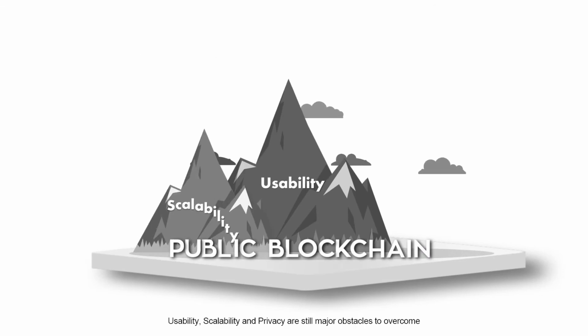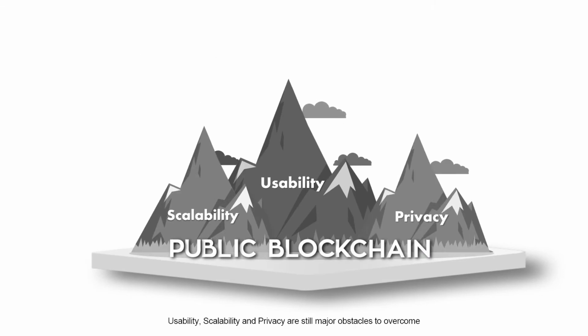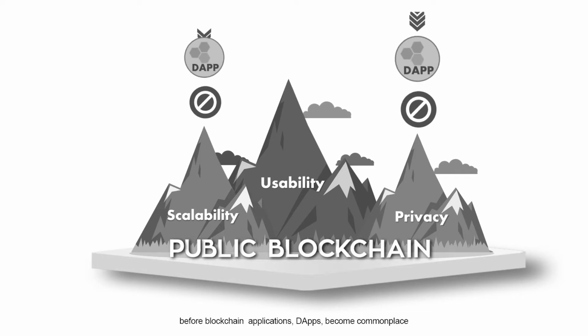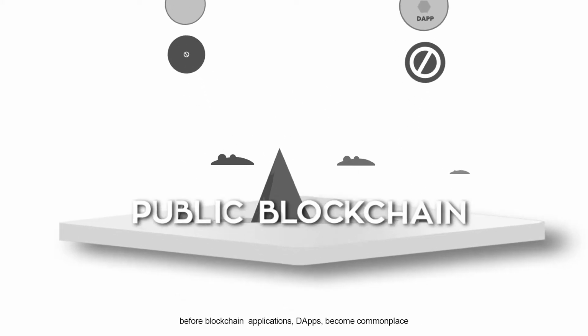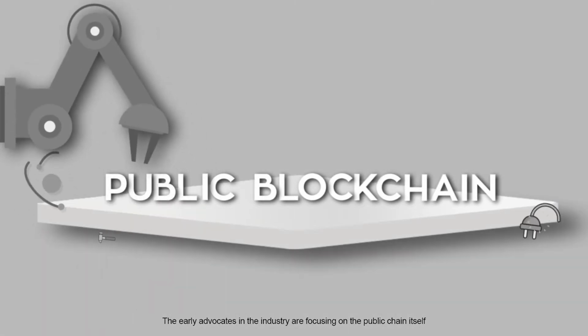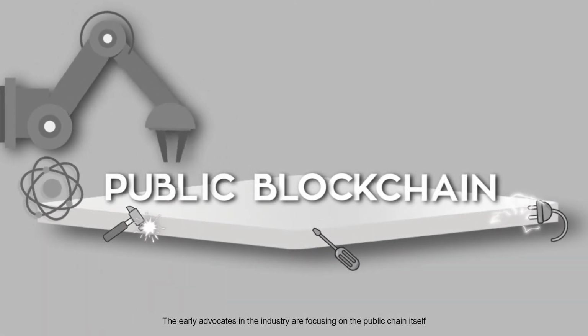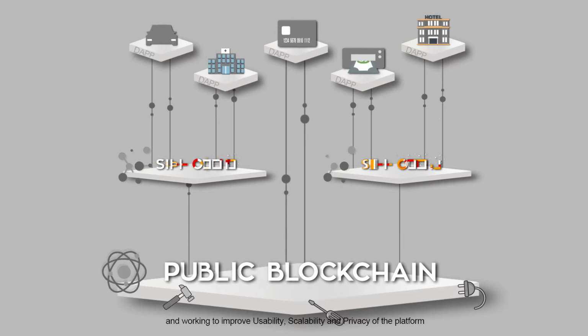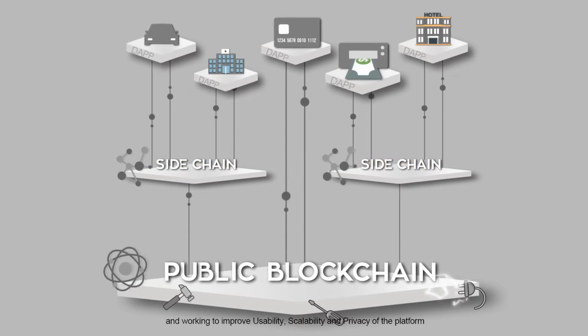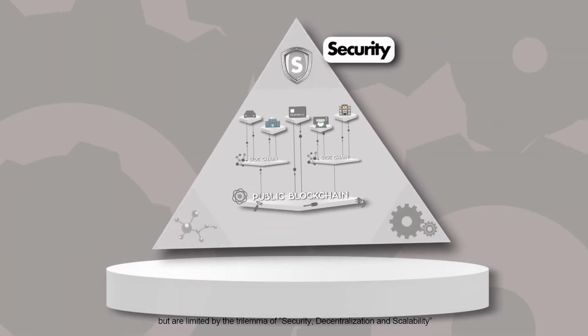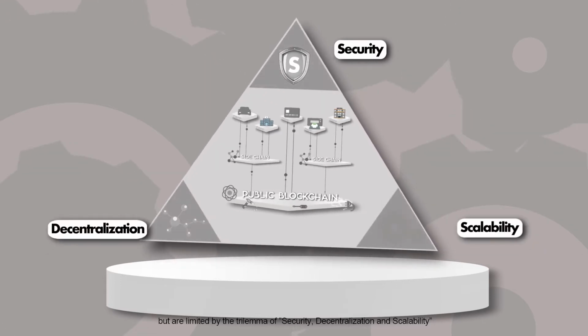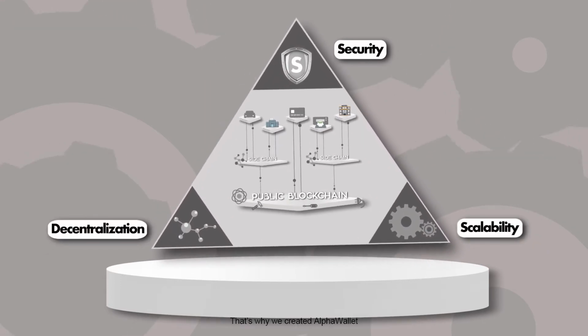However, usability, scalability, and privacy are still major obstacles to overcome before blockchain applications, known as DApps, become commonplace. The early advocates in the industry are focusing on the public chain itself and working to improve usability, scalability, and privacy of the platform, but are limited by the trilemma of security, decentralization, and scalability. That's why we created AlphaWallet.